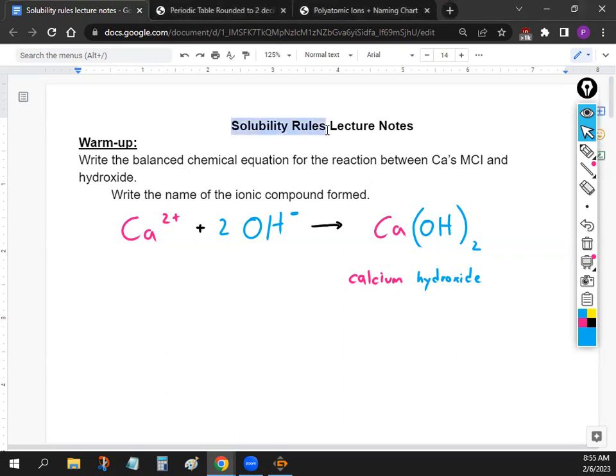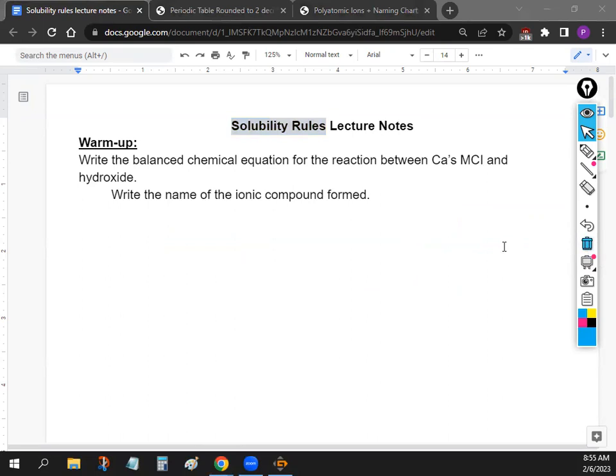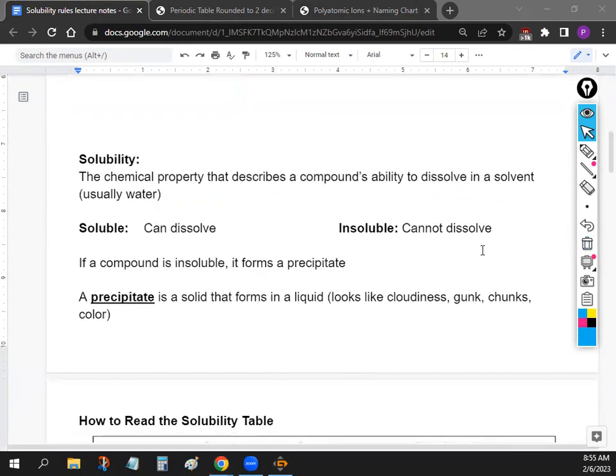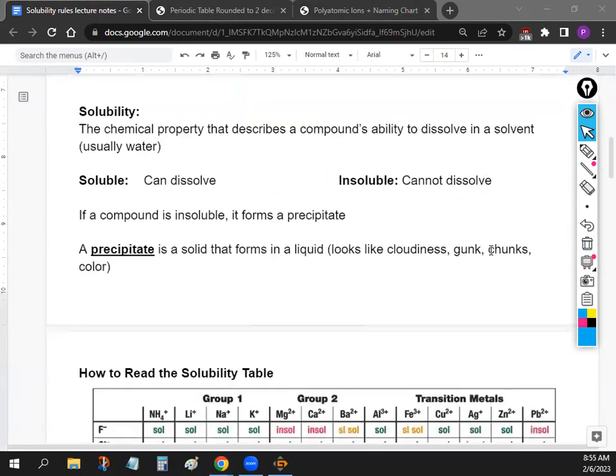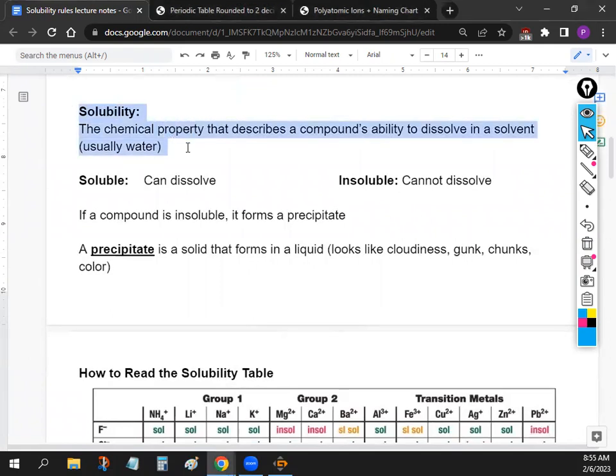So today we're going to be learning solubility rules. So let's talk about what solubility is so we can learn the rules for it. So I will tell you guys what you need to write down, what you don't need to. So don't write everything down. So solubility, do not write this down. Basically, it tells you if a chemical can dissolve in something. Okay, usually we're going to be talking about water in this class.